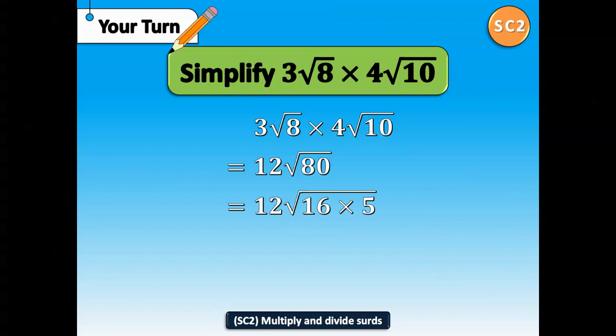Root 80 can be simplified because it's root 16 times root 5, and the square root of 16 is 4. We can then multiply 12 and 4 together, so that's 48. So our answer is 48 root 5.